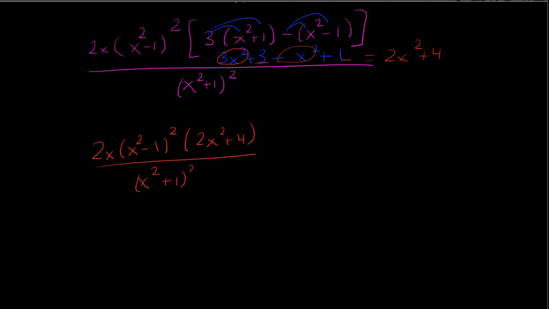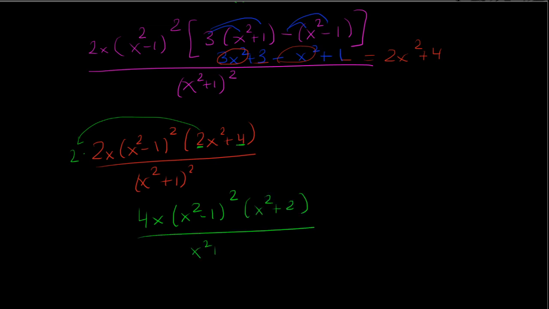And the last step is to notice that we can factor out the 2 from 2x squared plus 4. So this 2 will come out in front, and I'm going to multiply it by the 2x. So that would just be 4x times (x squared minus 1) squared times (x squared plus 2), all over (x squared plus 1) quantity squared. And that's my derivative.